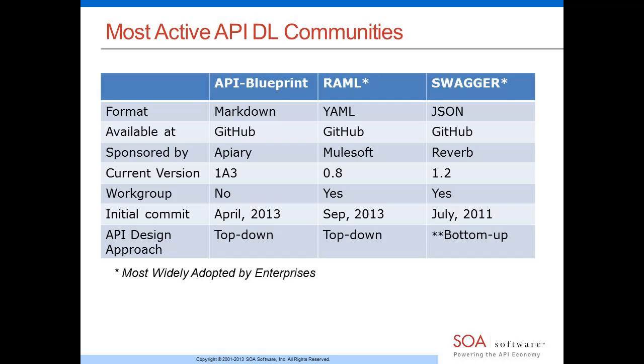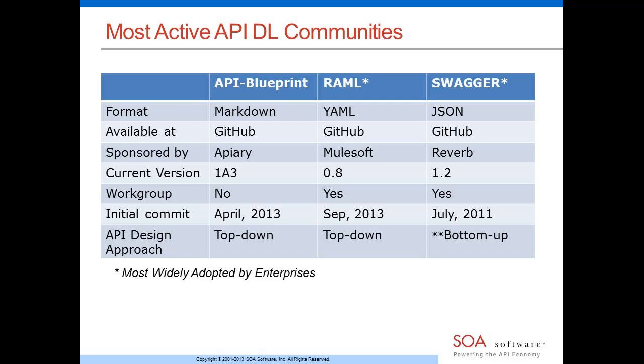The format of these description languages: API Blueprint is Markdown, RAML uses YAML, and Swagger uses JSON. All of these are available on GitHub. Super easy. If you haven't used GitHub before and this is your first time and you're not even really technical, it's super easy to do. Both Swagger and RAML do a great job of walking you through downloading it and beginning to play with it right away. Very, very slick.